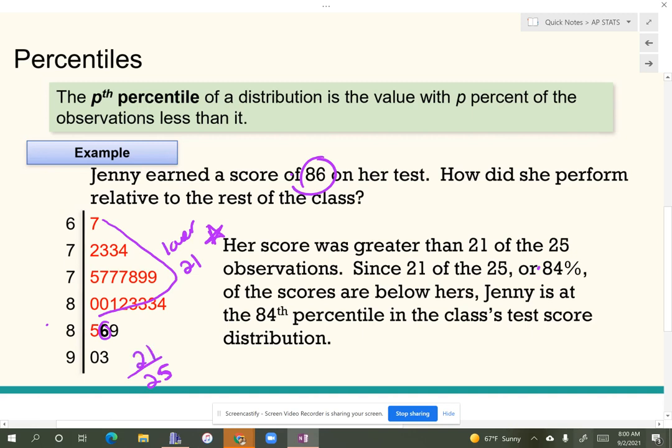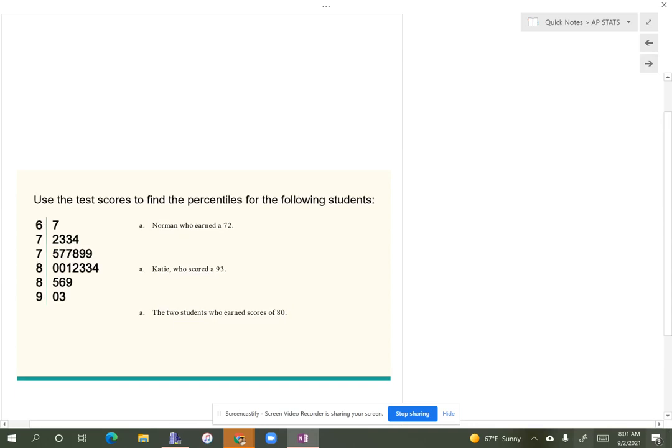So if we did 21 divided by 25, or find out what percent that is, that's how we get 84. So we would say that Jenny is at the 84th percentile in the class test score distribution. Being really careful to not say in, but to say at. Okay? So we're going to do some practice problems real quick.